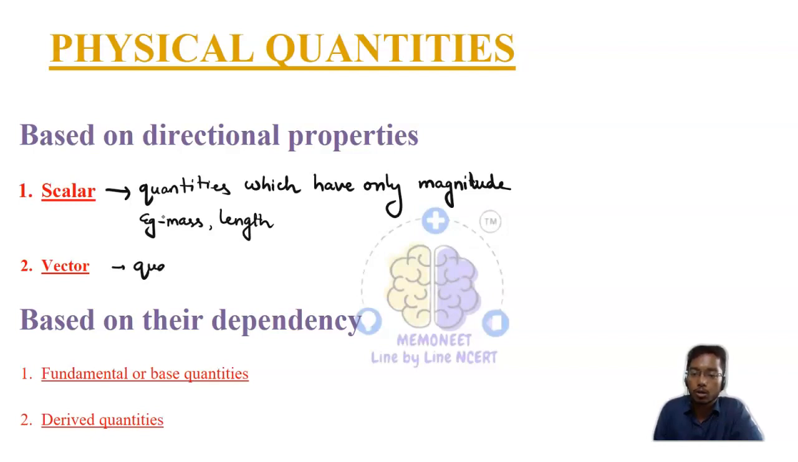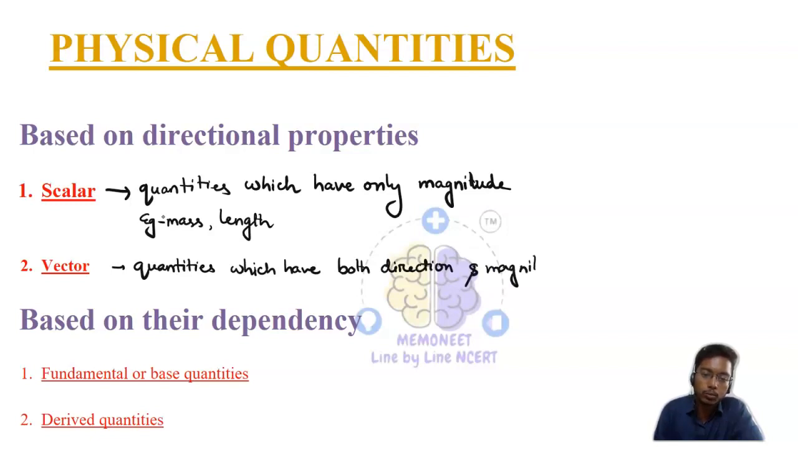Vectors are the quantities which have both direction and magnitude, like displacement, force, etc. Then the second one is based on their dependence: fundamental or base quantities and derived quantities.